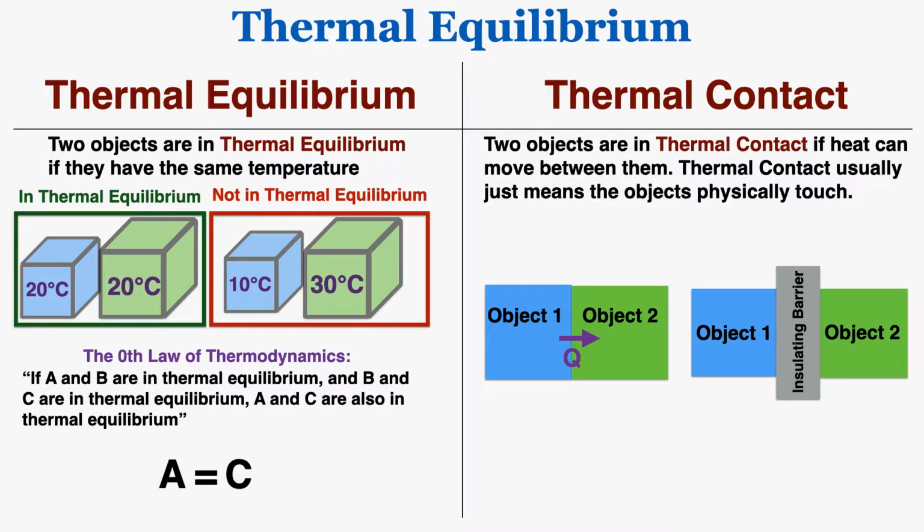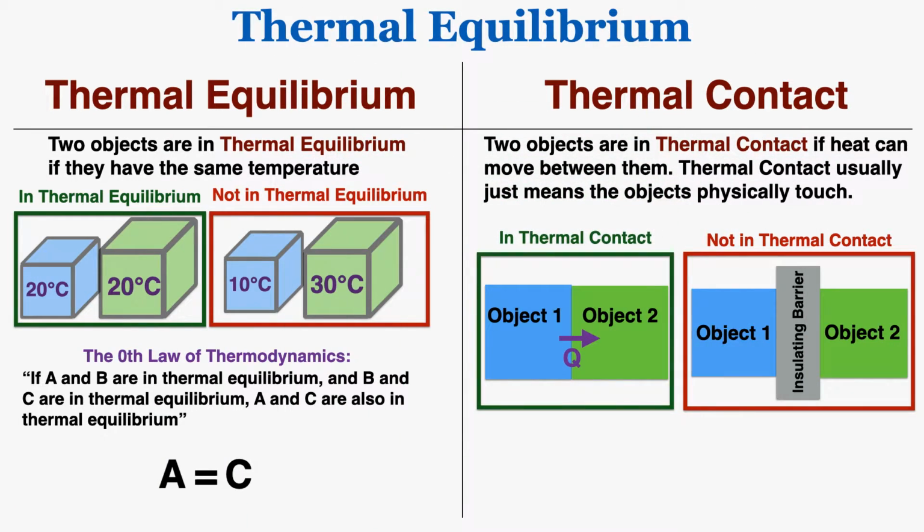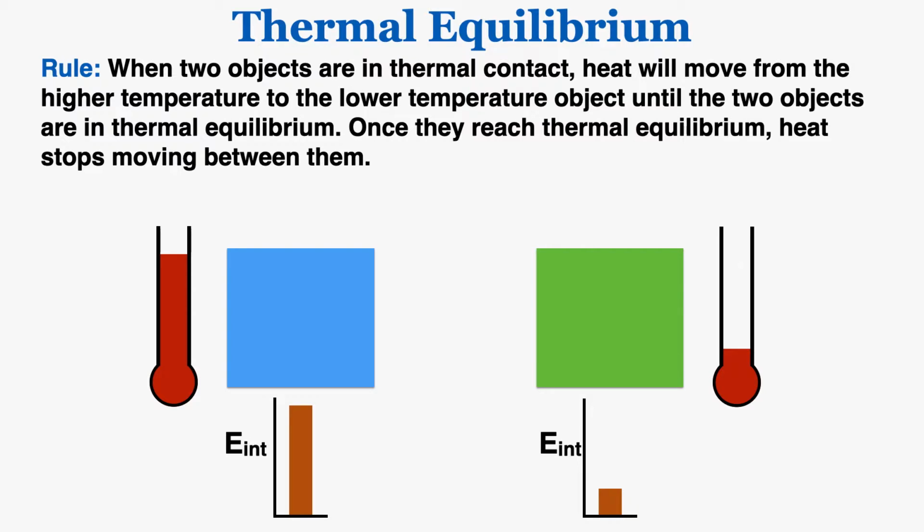Two objects are in thermal contact if heat can move between them. Thermal contact usually just means two objects physically touch. So I can see that these two objects are not in thermal contact with each other because there's an insulating barrier between them, some barrier that insulates heat and prevents the heat from moving through it. And these two objects are in thermal contact because they're making physical contact and heat is moving from one object to the other.